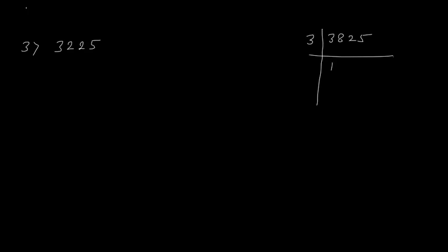3 1s are 3, 3 2s are 6, 22, 3 7s are 21, 3 5s are 15. Then 2 plus 1 is 3, 7 plus 3 is 10, plus 5 is 15. Again with 3 I can divide. 3 4s are 12, 3 2s are 6, 3 5s are 15.